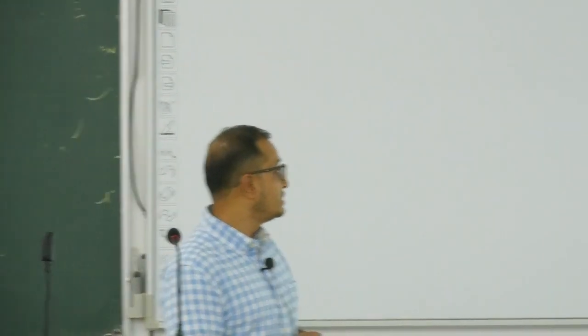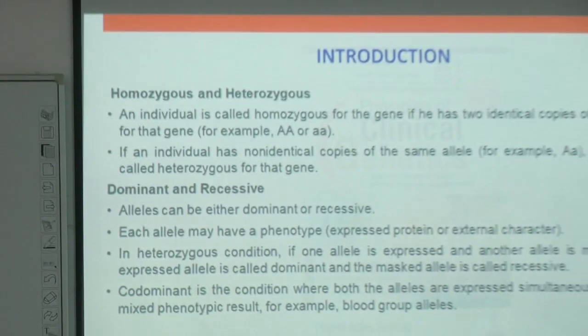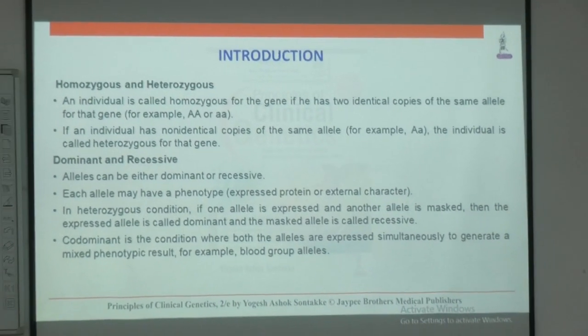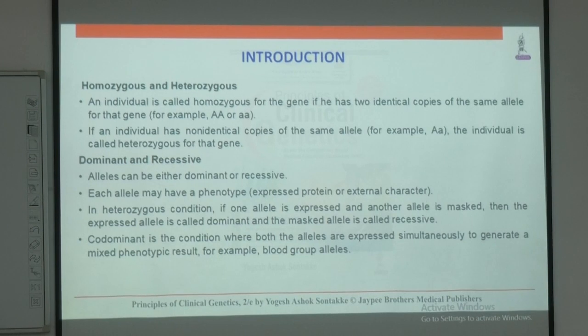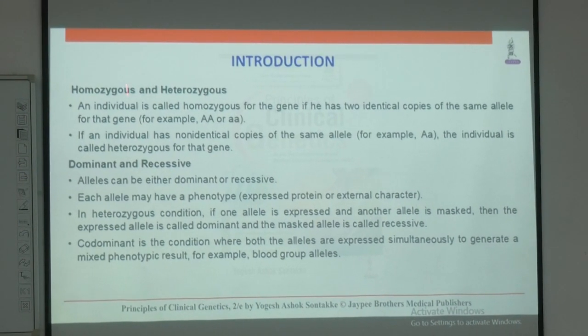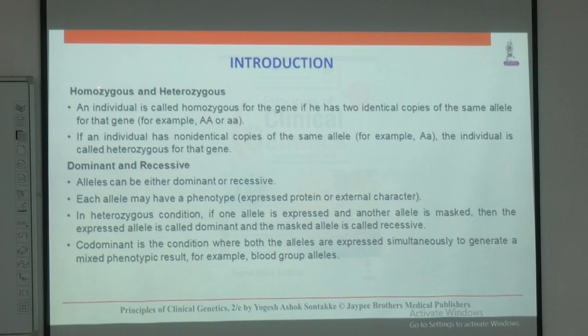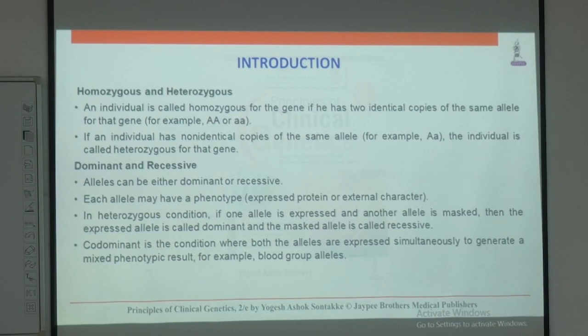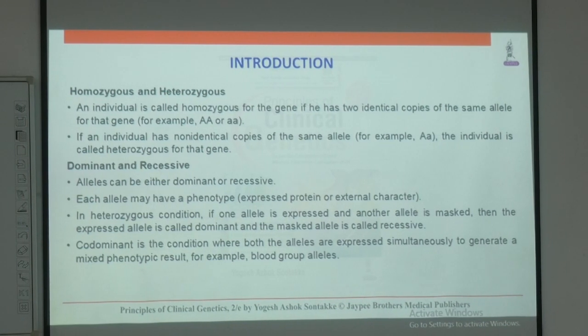Now how these particular genes are located in these particular regions in the chromosome, the alleles, and how they are expressing, based on that we have a couple of terms to understand. So homozygous and heterozygous. We call an individual heterozygous or homozygous based on whether identical copies of the gene are present or not.